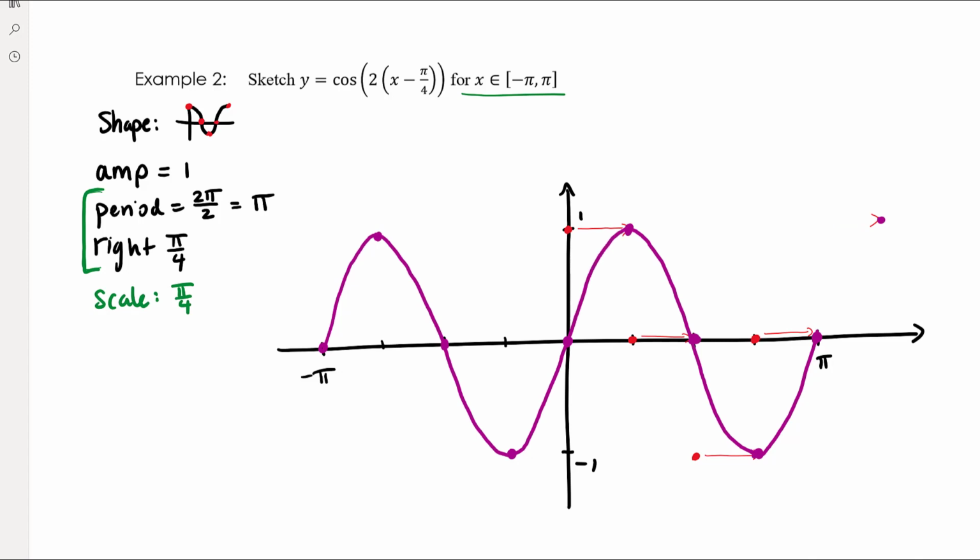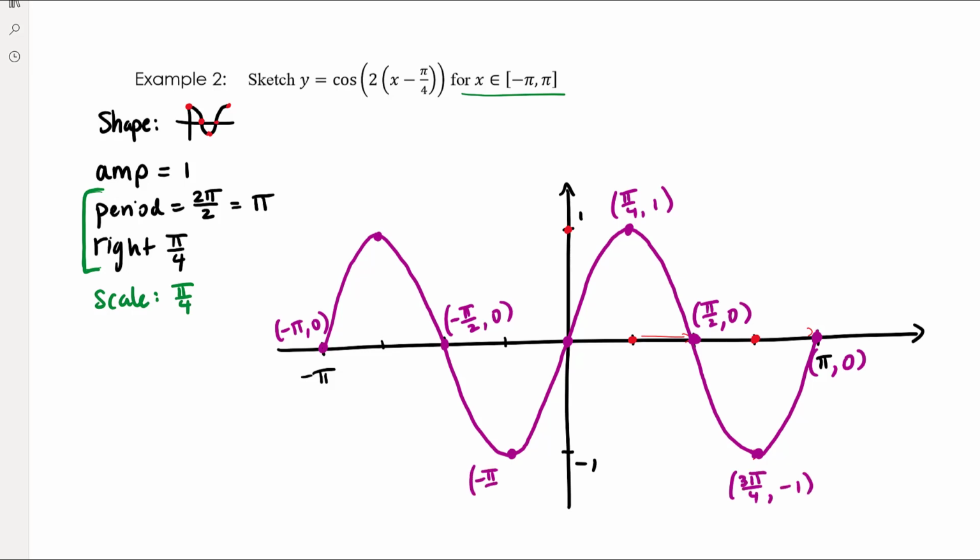We can get rid of our extra little guidelines that helped us along the way if we want. Then we should be able to mark in our points. Obviously we've got pi, 0 there. That's clearly pi on 2, 0. This is clearly negative pi on 2, 0. This is clearly negative pi, 0. Our turning points are going to be pi on 4, 1; this will clearly be 3 pi on 4, negative 1; minus pi on 4, negative 1; and minus 3 pi on 4, positive 1.